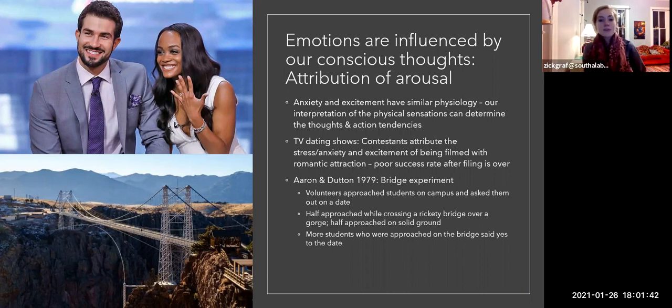A scientific example of this comes from a famous study by Aron and Dutton, where volunteers on a campus that for some reason had a huge gorge in the middle of it, maybe it was Cornell, approached subjects, just random students, and asked them out on dates. And the manipulation in the study was that half of the students were approached while they were crossing a bridge over a gorge, and half of them were approached before getting on the bridge on solid ground.